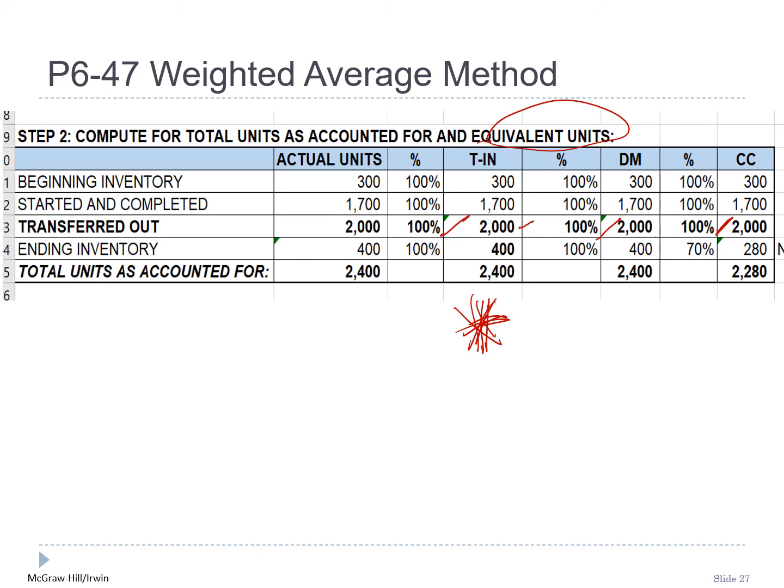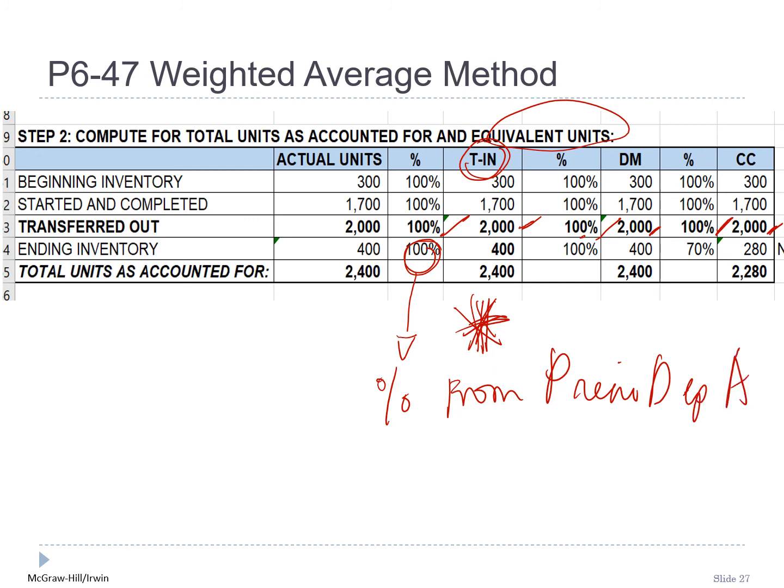So, ito yung mga EUP nila. So, 2,000 times 100% is 2,000. 2,000 times 100% is also 2,000. And so forth, 2,000. Problema natin sa ending inventory, pag transferred in, this is always 100%, but 100% kasi ito yung percentage of completion from previous department. So, meaning, Department A. So, syempre, nalipat siya sa Department B kasi 100% complete na siya dun sa Department A. So, 100% ang percentage of completion niya for transferred in. So, that is 400.